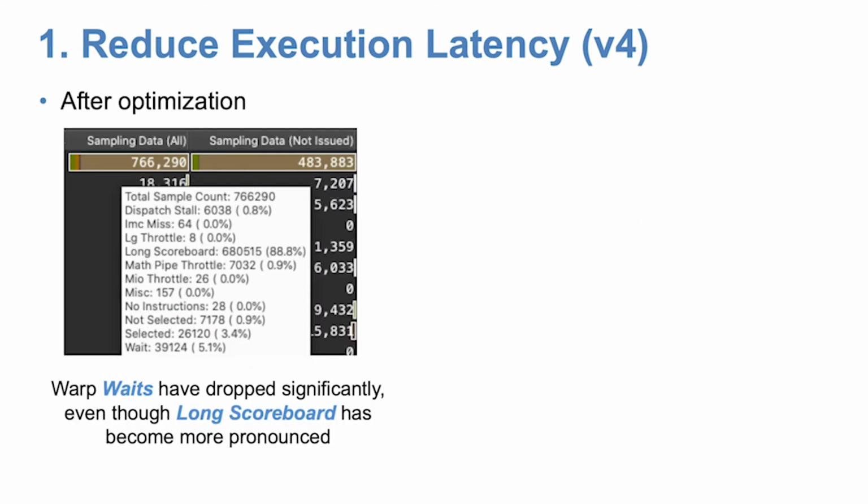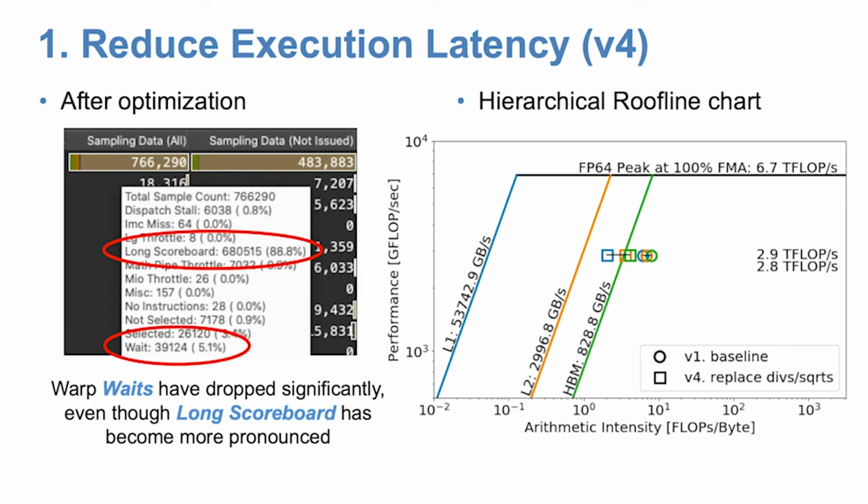After this optimization, our warp waits have dramatically dropped, as seen on this new Nsight Compute profile. Here, the long scoreboards have become more pronounced, but let's worry about them a bit later. On the roofline chart, we see slight improvement on our throughput, even though our runtime has improved by 40%. This mismatch in improvement is because during this process, our total number of floating point operations has also changed, and roofline tracks throughput rather than time.